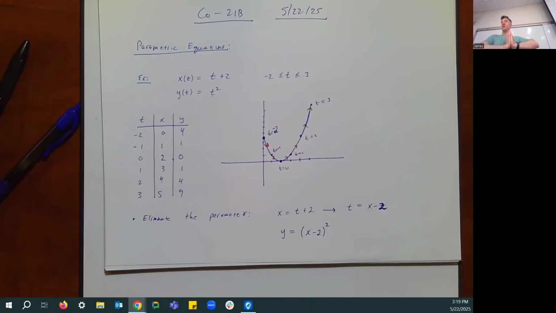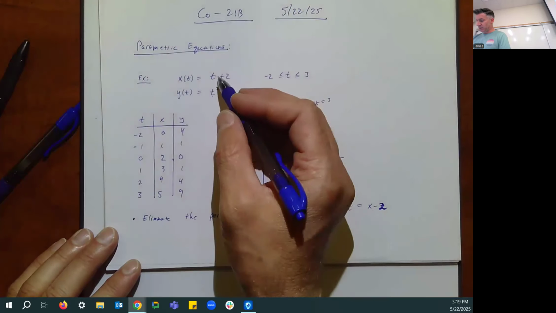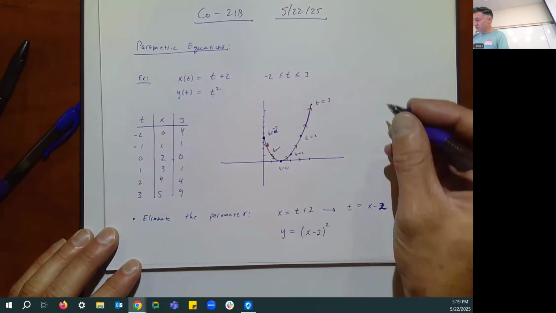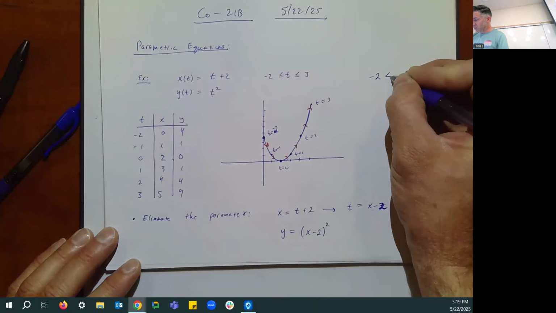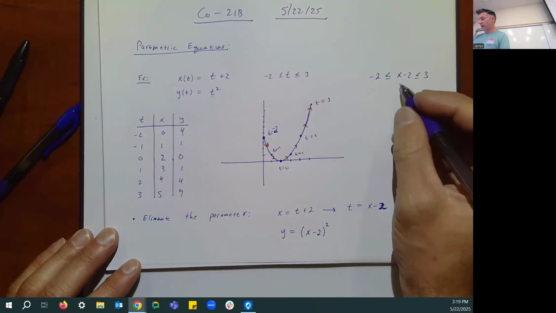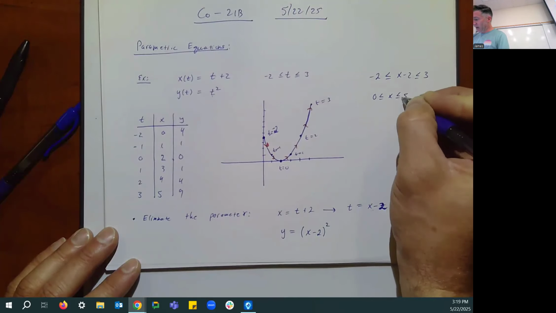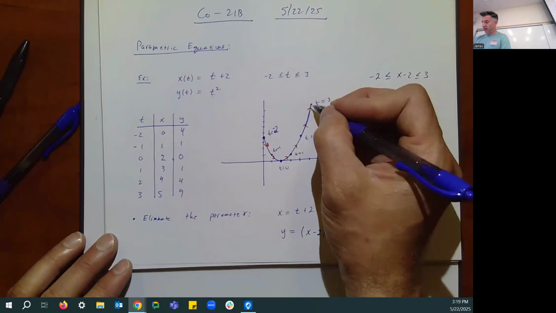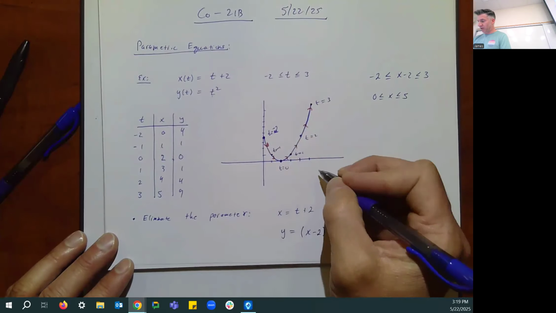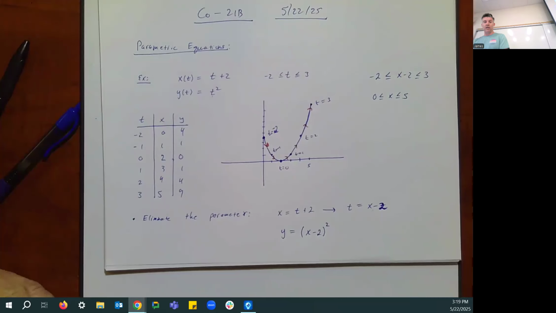But there's one more thing. We still have to give the domain here. So since t was between -2 and 3, well, since t is equal to x minus 2, we can say that x minus 2 is between -2 and 3. And if we add 2 to everything, x is between 0 and 5. Not surprisingly from our graph, right? We started at an x value of 0 and ended at an x value of 5. So nothing too crazy happening here.